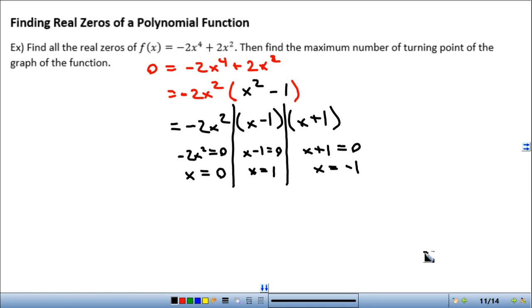So these are my roots. I've got 3 roots. Notice my power is 4, but I can have at most 4 roots. Because this has a power of 2 right here, this is a multiplicity. This one has a power of 1, so this is just a normal root. This one's a multiplicity because I got a power of 2 when I factored it out. So I have 3 roots. It's okay because I can have at most 4 roots.